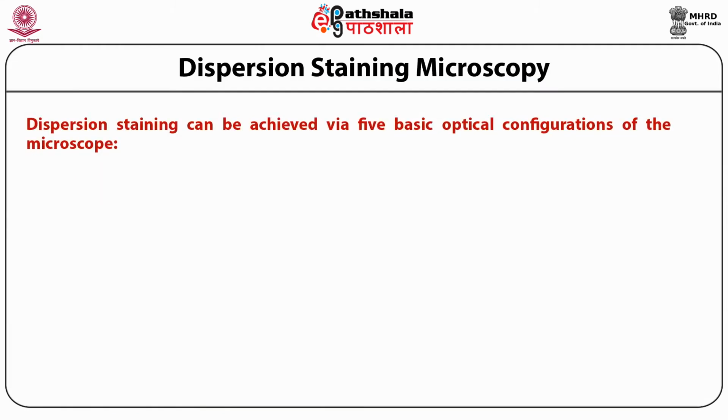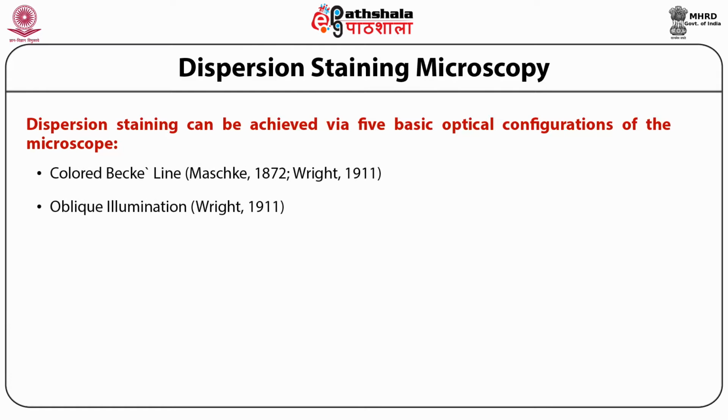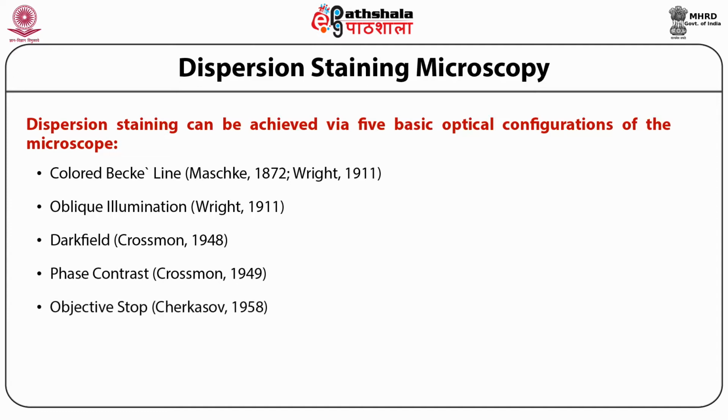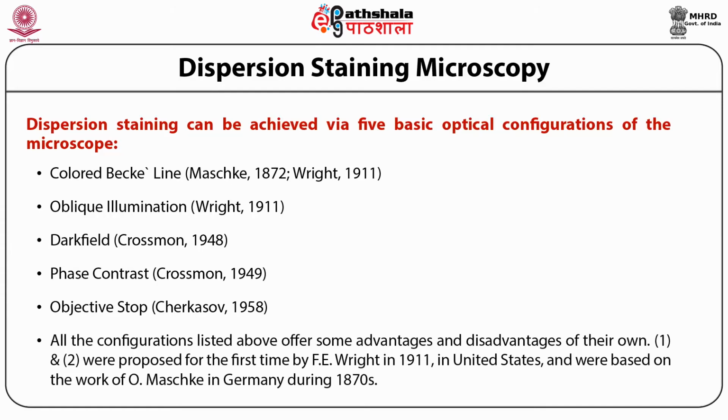The dispersion staining can be achieved via 5 basic optical configurations of the microscope. First, colored backline. Second, oblique illumination. Third, dark field. Fourth, phase contrast. Fifth, objective stop. All the configurations listed above offer some advantages and disadvantages of their own.